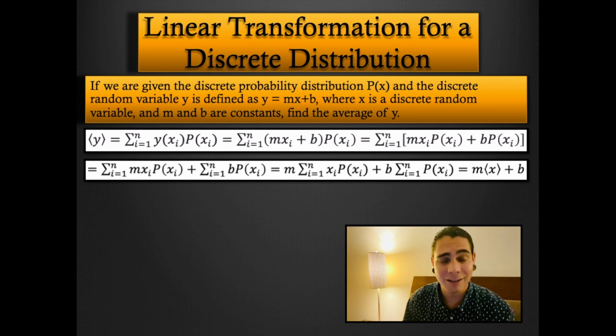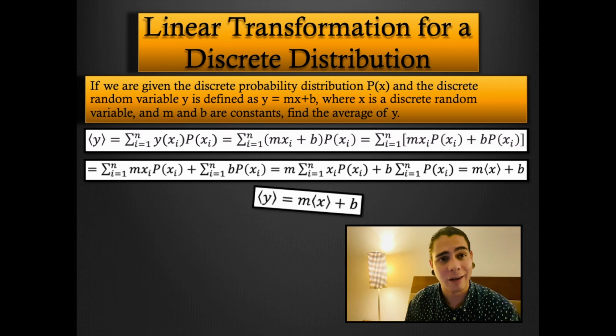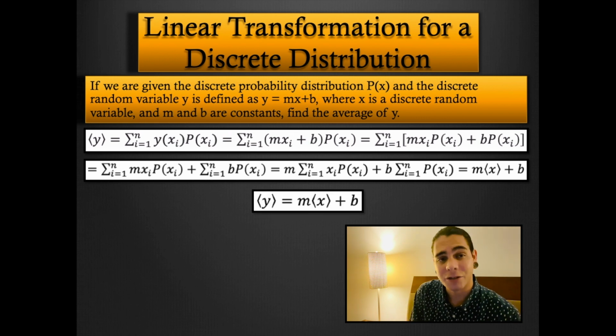So this entire thing can actually be summarized to say that the average of y is just equal to m times the average of x plus b. So if y is related to x as a linear equation, and we know what the mean is for x, then we just evaluate y where x is equal to that mean in order to find the average value of y.